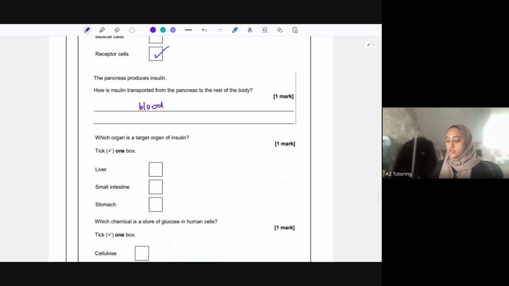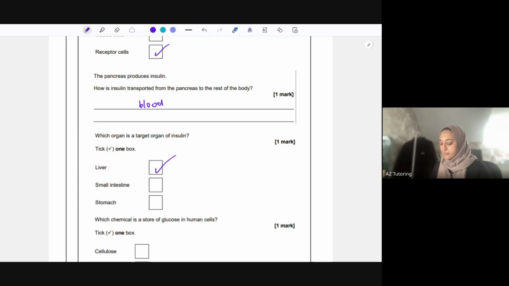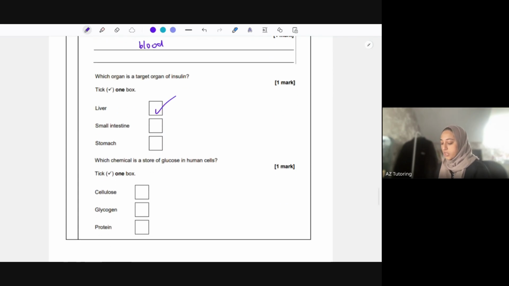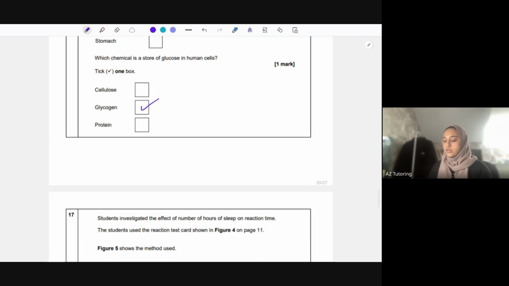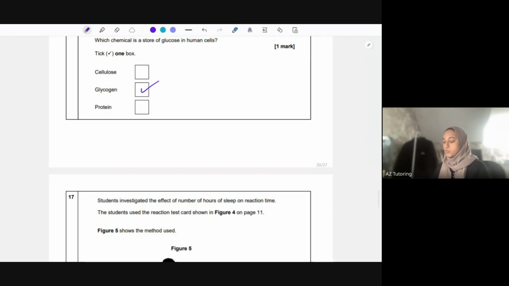Which organ's a target organ for insulin? We've already answered this. It's the liver, because that's where it stores it. Which chemical is a store of glucose in the human cells? Loads of glucose in the human cells is stored away as glycogen. Okay, cellulose is what's in the plant cell walls. Proteins are, well, they're just proteins, right?